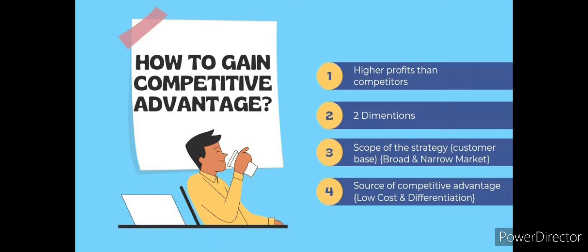Porter's generic strategies are ways of gaining competitive advantage, in other words, developing the edge that gets you the sale and takes it away from your competitors. Porter suggested that there are two dimensions which determine the course of a strategy. The first is scope of the strategy, which is divided into broad market and narrow market. The second is source of competitive advantage, which is again divided into low cost and differentiation. Differentiation strategy involves making your products or services different from and more attractive than those of your competitors.